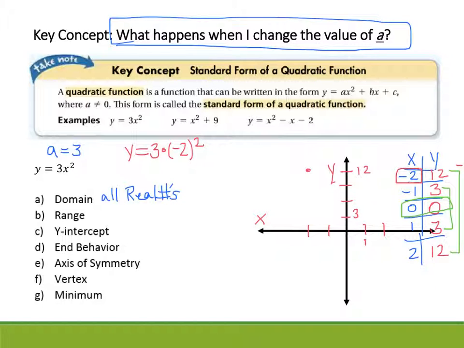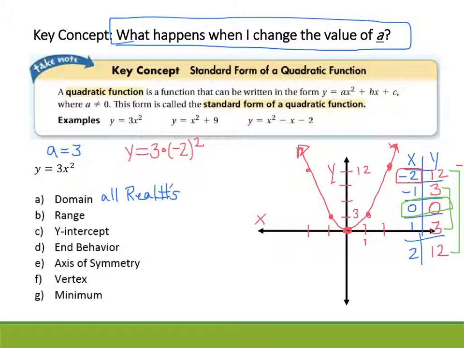-1, 3. Oops, so that'll be right here. I started to put it in the wrong place. 0, 0. That's going to be my vertex, which in this case will be a minimum. 1, 3 here. And 2, 12, which is all the way up here. So I can now draw my parabola like so.